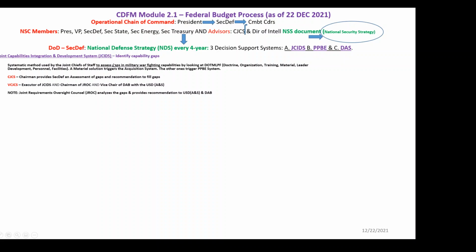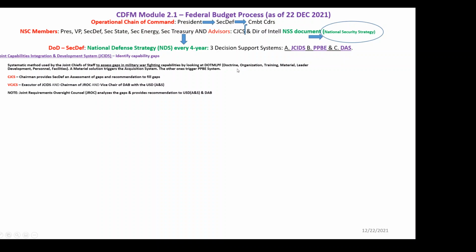Looking at the strategy and what needs to be done, each service agency has a staff member who looks at this order. They identify capability gaps. How they do that in this analysis is by looking at doctrine. Is it something we need to change in the way we do business in that organization, in that unit? Is it training? Is it materiel? Maybe we need different types of leadership skills, training, personnel, facilities.